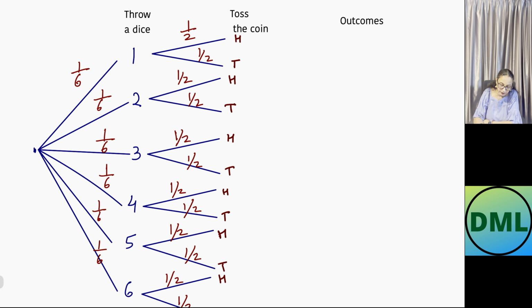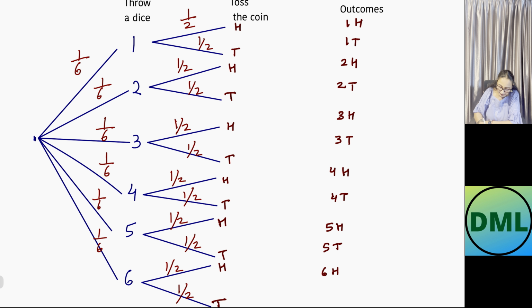Let's write down the outcomes here. If the die lands on 1 and I see the head, my outcome is 1 head. If I see the tail, my outcome will be 1 tail. It will be 1 head, then 1 tail. Then I have 2 head and 2 tail. Then I have 3 head and 3 tail. Then I have 4 head and 4 tail. Next I have 5 head and 5 tail. Next I have 6 head and 6 tail.